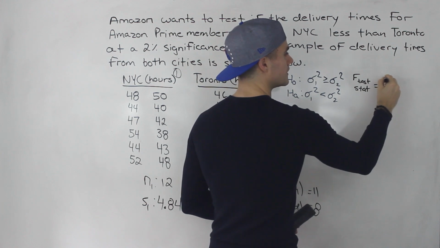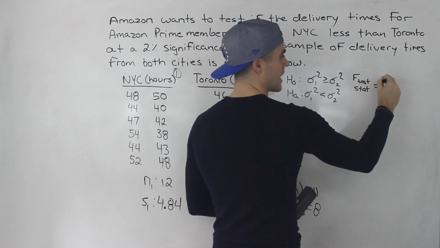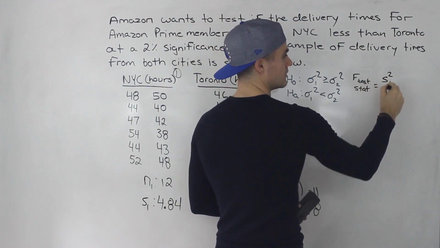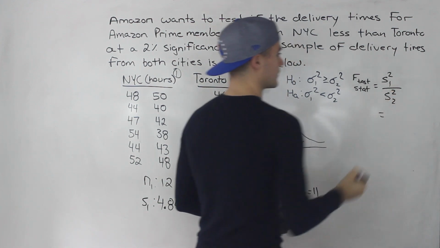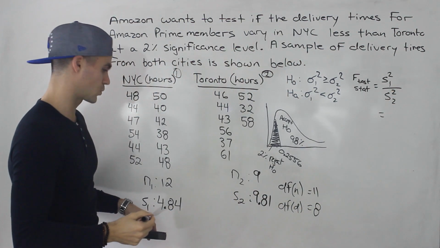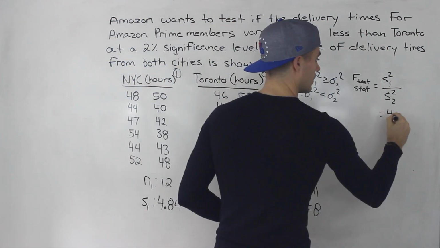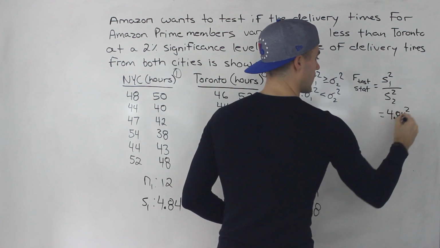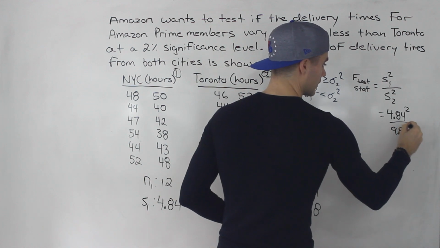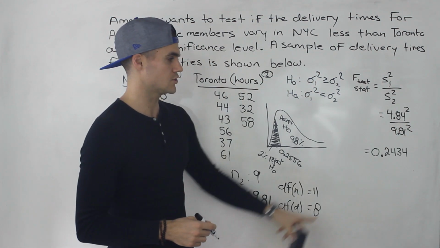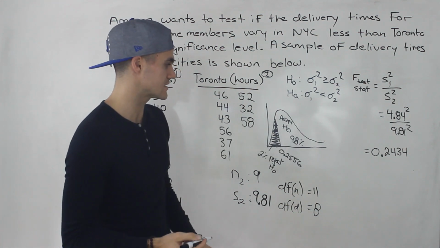And that's equal to what? It's equal to, actually, sorry, it's not population, it's the sample variance from population 1 over the sample variance of population 2. Well, notice we're given the sample, or we found the sample standard deviation, so it'd be 4.84 squared over 9.81 squared. And when you do that calculation, you would end up getting 0.2434. That would be the test statistic.